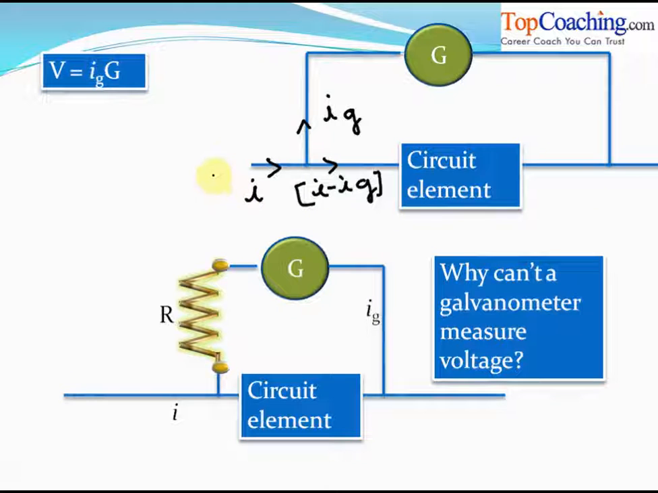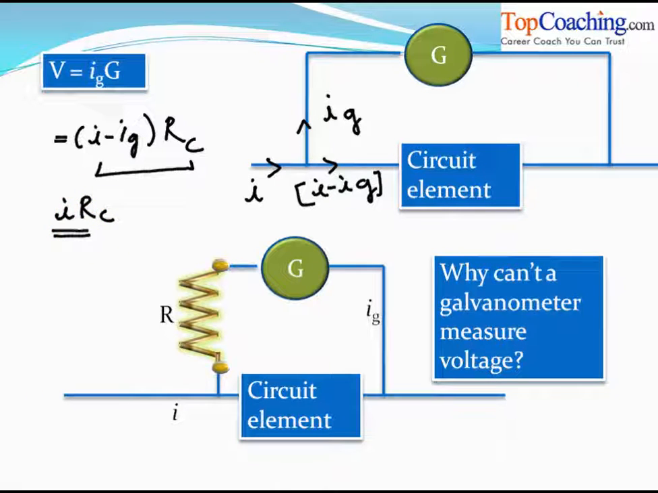Now the problem with this is that the net potential difference detected by the galvanometer would be Ig into G, which would be the same as I minus Ig into RC, say if the resistance of the circuit element is RC. So the potential difference detected is I minus Ig into RC. But what is the actual potential difference across the circuit element? If the galvanometer just wasn't there, the actual potential difference would be I into RC, where RC is the resistance of the circuit, isn't it?